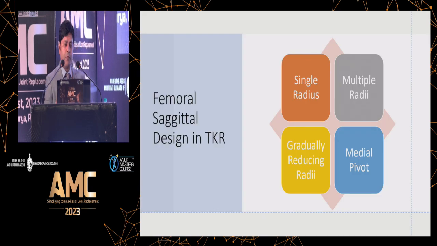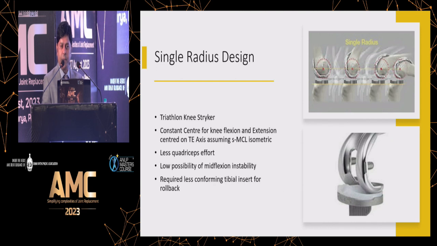Now, according to femoral sagittal design, knees have been classified as single radius, multiple radius, gradually reducing radius or gradius knee, and the medial pivot. Let's look at these one at a time in a little detail. The single radius knee, the commonest one which comes to our mind, is the Triathlon knee, which was the pioneer in the single radius design. Then there are others like the Zimmer Vanguard and things like that.